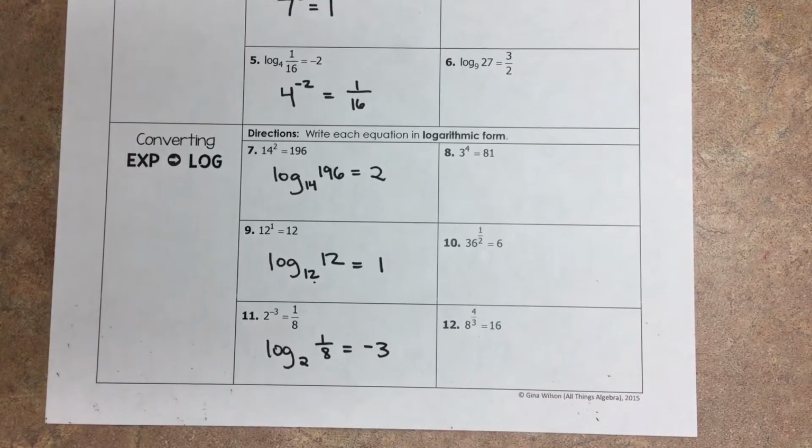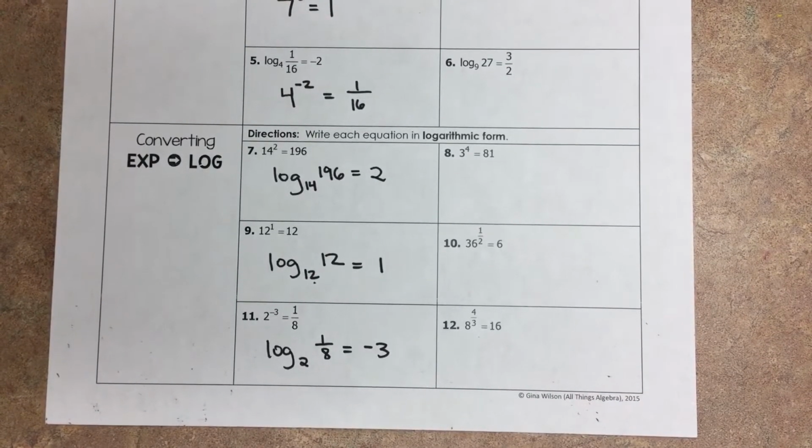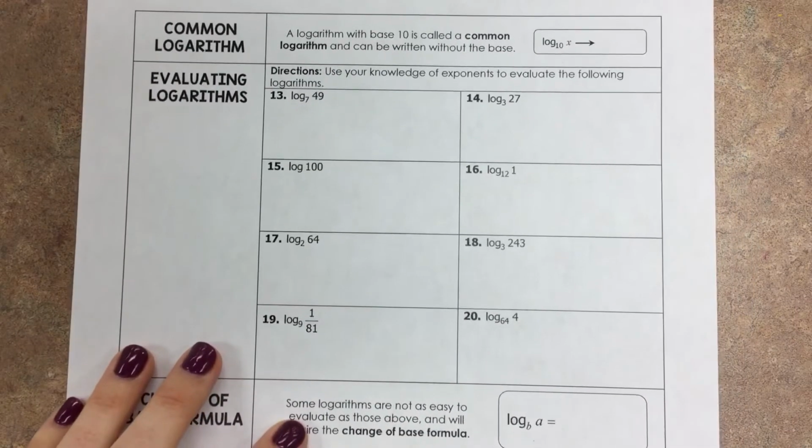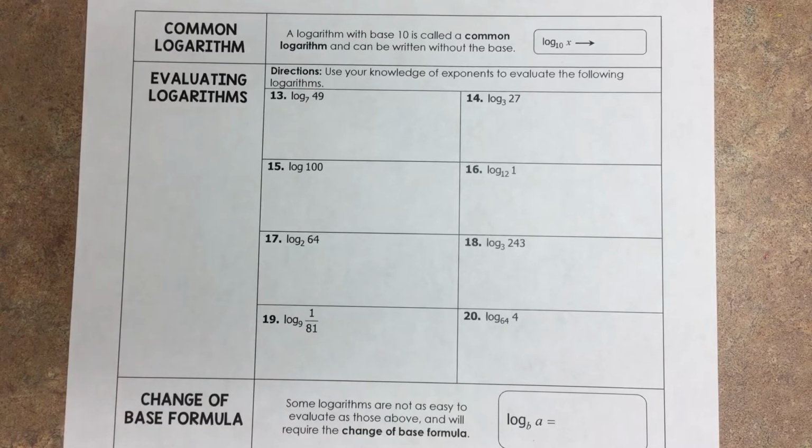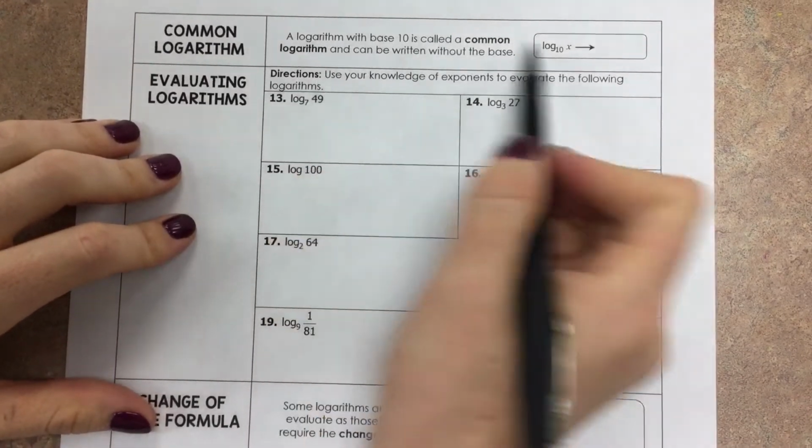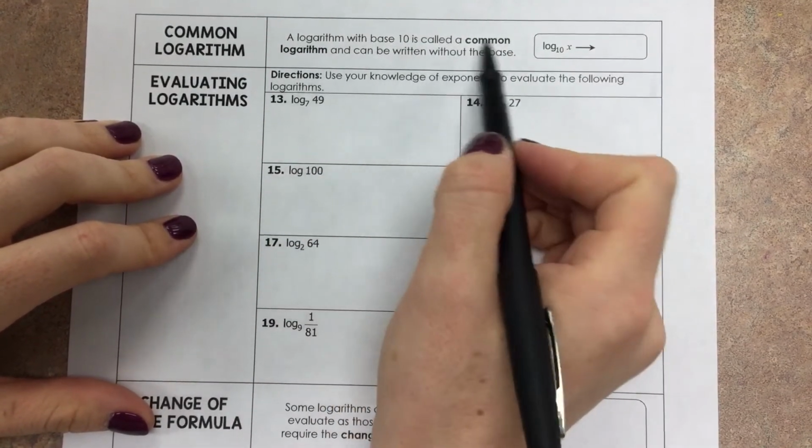Once you guys start to see that pattern, you can work back and forth. On the next page, we are going to practice evaluating some of these. And these just really require you to know your powers, know what they look like when they're negative, positive, everything like that. So we do need to learn really quickly something called a common log.